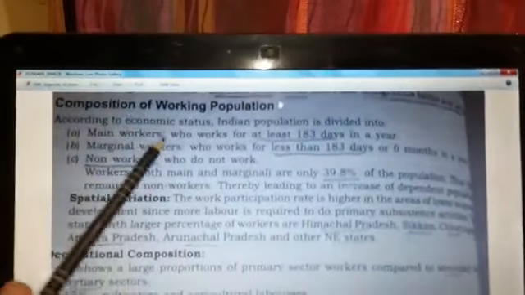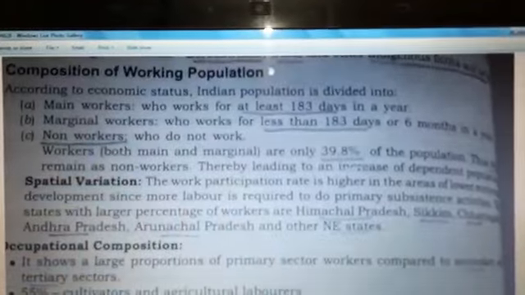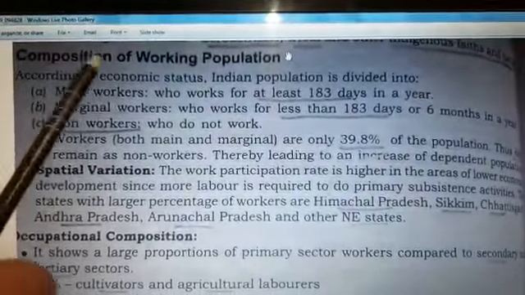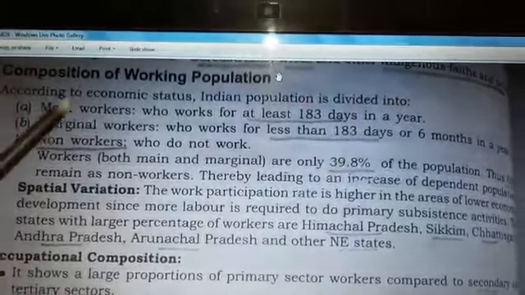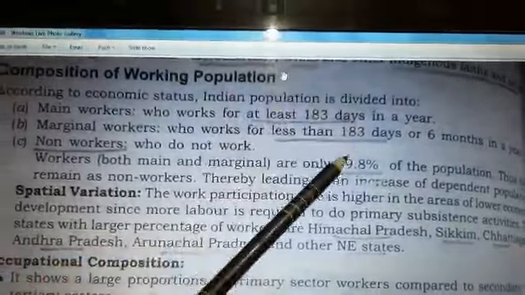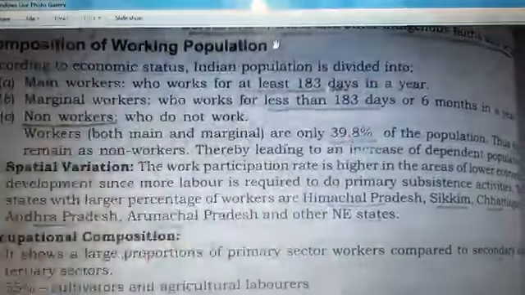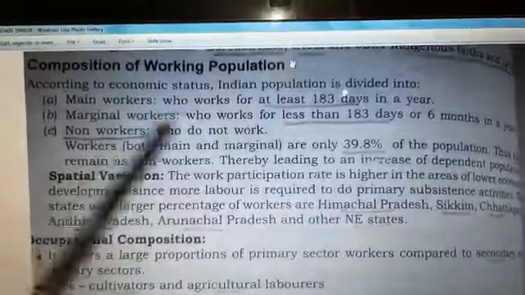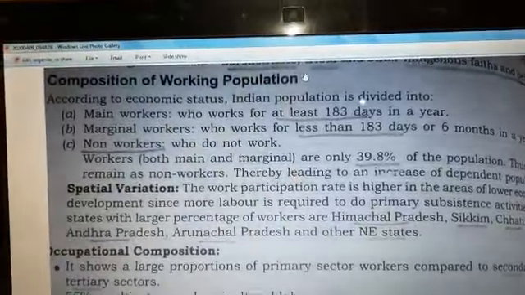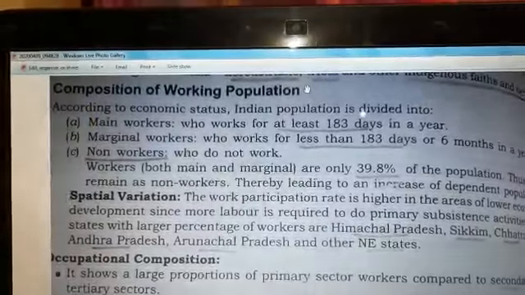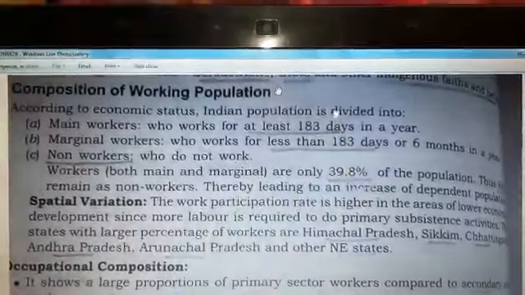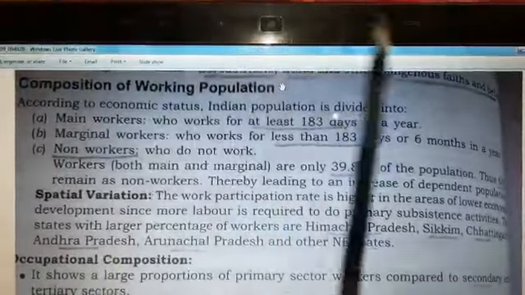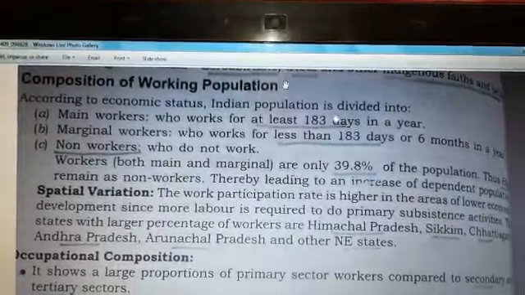Okay, so if we talk about India's economic status, Indian population is divided into basically three parts. First part is the main workers who work at least 183 days in a year. Second part is marginal workers who work for less than 183 days or 6 months in a year. The third part comes the non-workers who don't work, right? If we talk about workers, means the first part and second part, they both are only 39.8 or approximately 40% of the population.